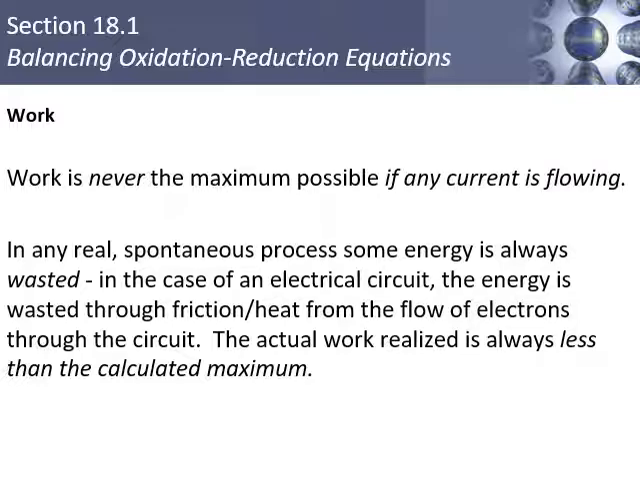So work is never the maximum possible. When you have current, you have by definition friction and heat loss of your energy. So in any real spontaneous process, you're always going to lose some energy just because it's going to be wasted. Here it's wasted through the friction and the heat of the electrons as they go through the circuit. So the bottom line is the actual work you can get out of a circuit is always going to be less than what it would have been ideally if you just used the voltage of the cell as it would be at rest. Next slide.